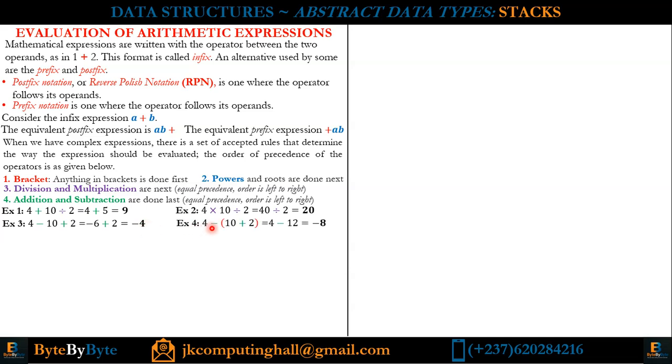Example 4: 4 minus (10 plus 2). As you can see, it is true that subtraction comes before addition, but they are in the bracket, and brackets are done first. So 10 plus 2 gives 12, then 4 minus 12, to have negative 8. That is how we follow the precedence of the operators, because it is very vital. It is with this precedence of sign that we can easily convert from infix to either prefix or postfix.